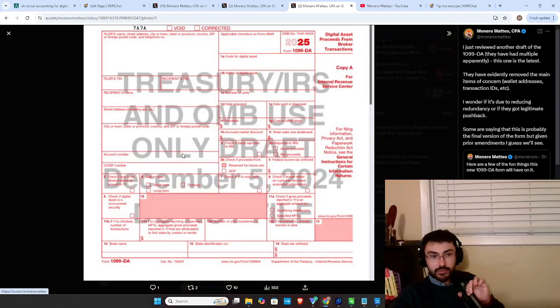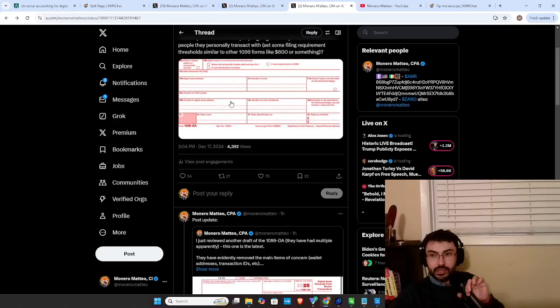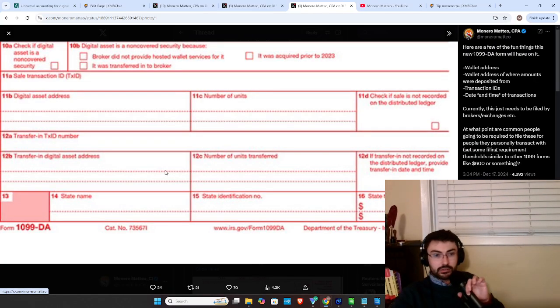Let me see if I can blow this up. I don't know if you all can see that, but that is your account number at the exchange. I'm not sure what a QSIP number is, but it doesn't have those features on there. Just so that you understand, I got this picture from somewhere online that said this was the upcoming 1099 DA, so forgive me, it was not the most recent.